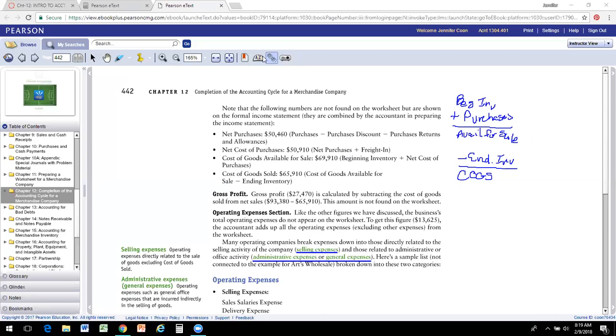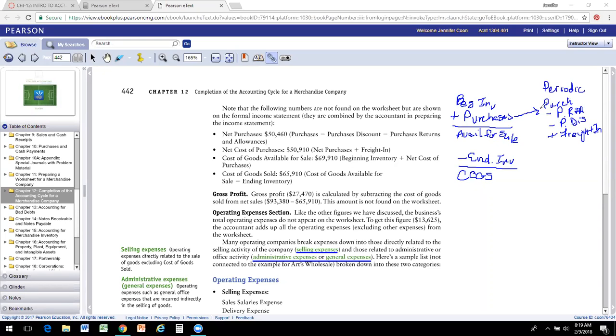So the only thing you got to remember, what they're telling you with these net purchases, is for periodic. So you may have to remember, how do I calculate purchases? That would be purchases minus purchase returns and allowances minus purchase discounts plus freight in. So all of that is for periodic.